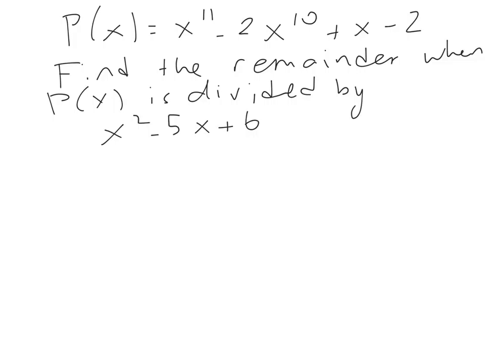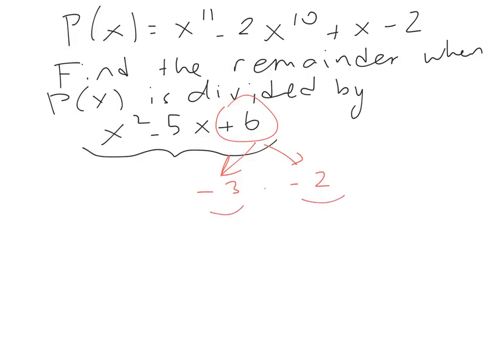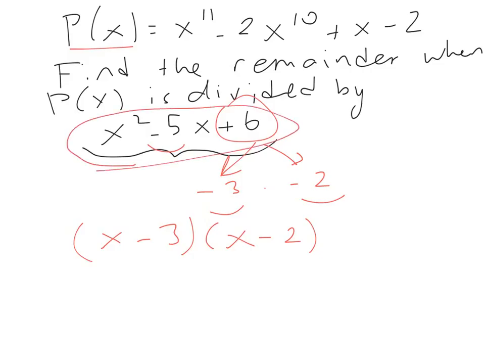Let's first of all factor this polynomial. 6 is negative 3 times negative 2, which gives positive 6, and negative 3 plus negative 2 is negative 5, so it looks like I found the numbers. (x - 3)(x - 2). We would like to find the remainder when this polynomial is divided by the second degree polynomial.